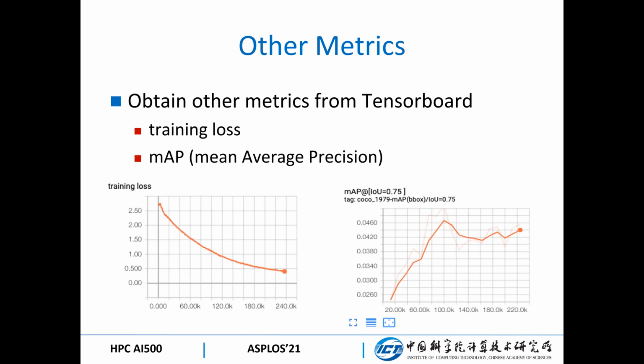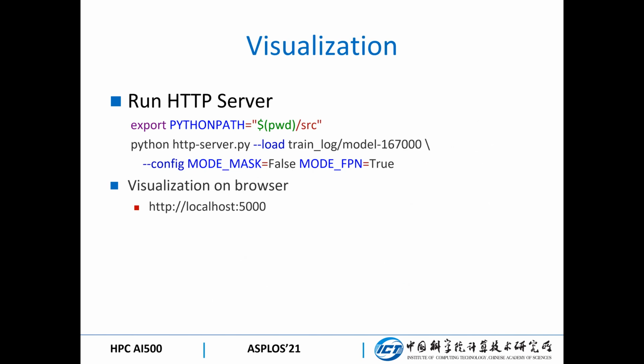In addition to the time to accuracy and valid FLOPS, we can also obtain other metrics from TensorBoard, such as training loss and the achieved quality. We also provide a demo for visualizing the prediction result. The prediction result contains the predicted boxes and their confidence. We can show that.